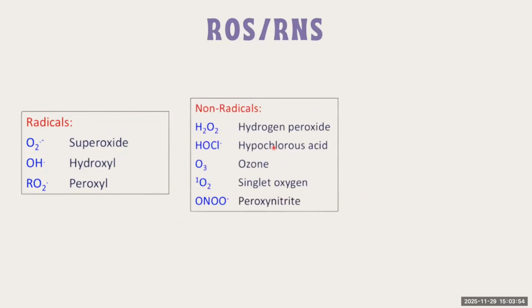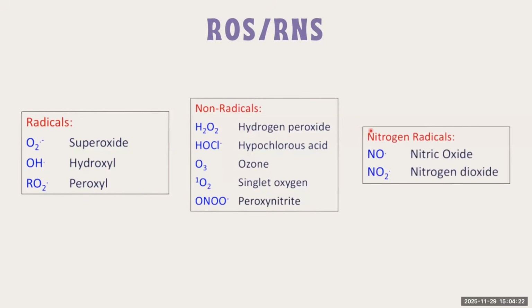Next, we have our non-radicals, okay? These are molecules that do not have unpaired electrons, but they will still participate in redox reactions, and they will cause cellular damage. Honestly, you should know all of them, but if you had to keep two in mind, I would tell you guys to keep in mind hydrogen peroxide and peroxynitrite, okay? These non-radicals are not technically radicals per se, but they will basically generate radicals and contribute to your oxidative stress in your body, okay? Next, lastly, we have our nitrogen radicals, okay? These are the reactive species that are produced from nitrogen.